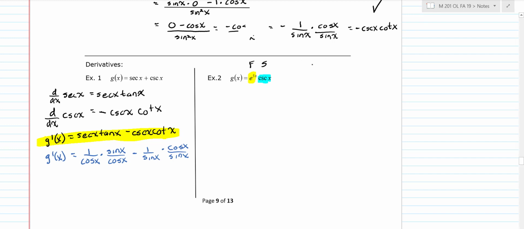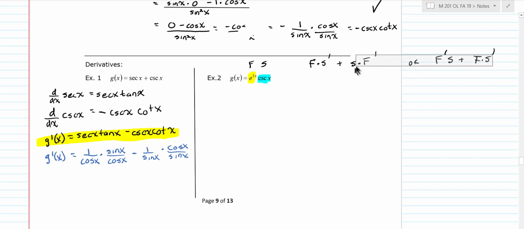Remember, the way I usually do product rule is first times derivative of second plus second times derivative of first. Or some of you might be used to going derivative of first times second plus first times derivative of second, like that. Our textbook may show it that way. I just learned it this way, and I'm so used to doing it that way.